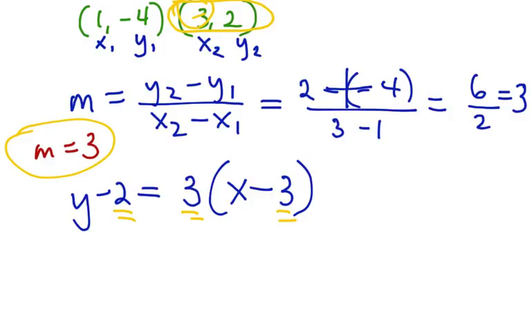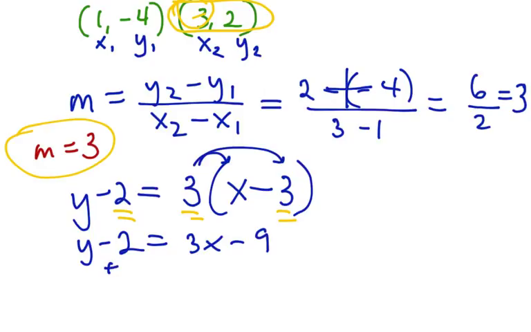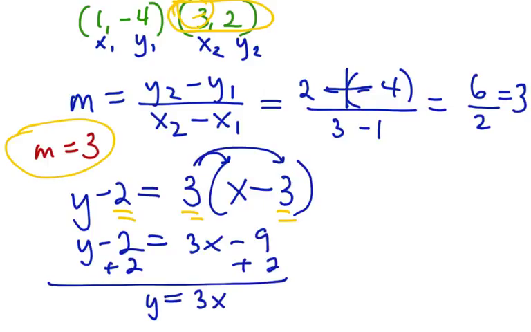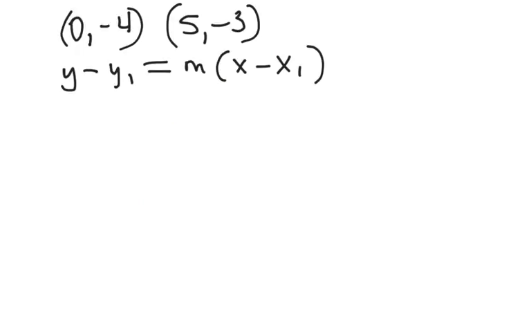Now I go ahead and simplify. I get y minus 2 equals, I want to make sure I draw my arrows, 3x minus 9. And again, I need to put into slope-intercept form, so I add 2, and I get y equals 3x minus 7. Now this is in slope-intercept form, and I can graph from this form. Okay, we're going to try one more really quick here.